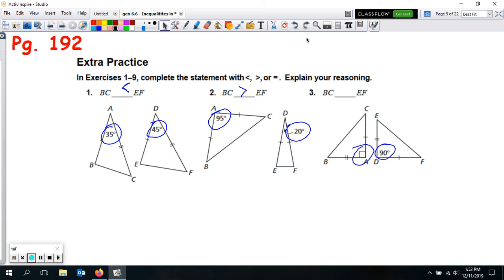Well, right angles are 90 degrees, so those are equal. So BC is equal, which means these side lengths we know are going to be exactly the same. They're equal to BC, it's going to equal EF. All right, moving on. Actually, no, before we move on, it says explain your reasoning. The only thing you want to write there is because of Hinge theorem. That's all you got to write. We can do this because of the Hinge theorem.